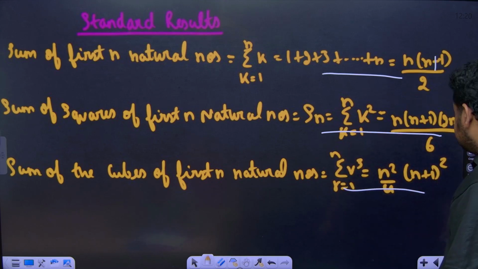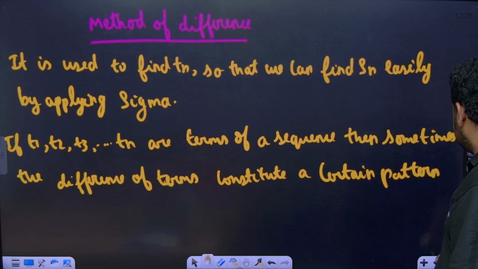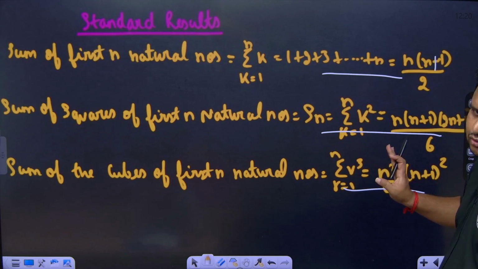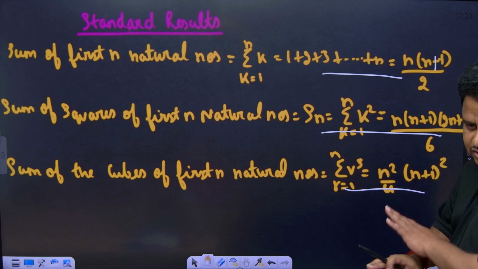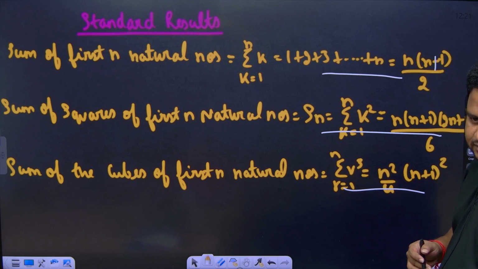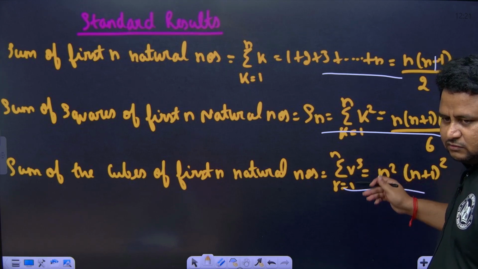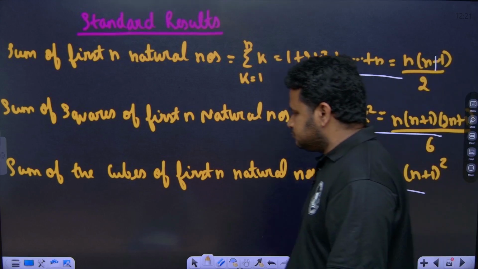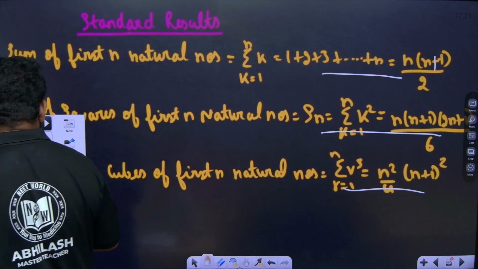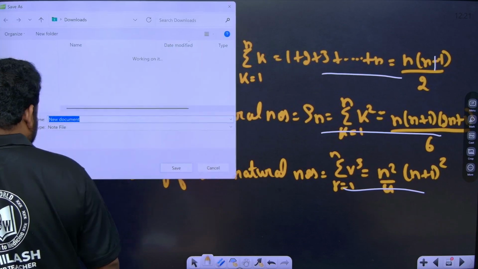Okay, next what is there? Next, method of difference. This is not there for you, not required. I have just included, just go through it once. I am not skipping it, that is not there. Okay, don't worry. So sequence and series is done. I will save this. We will do integration.